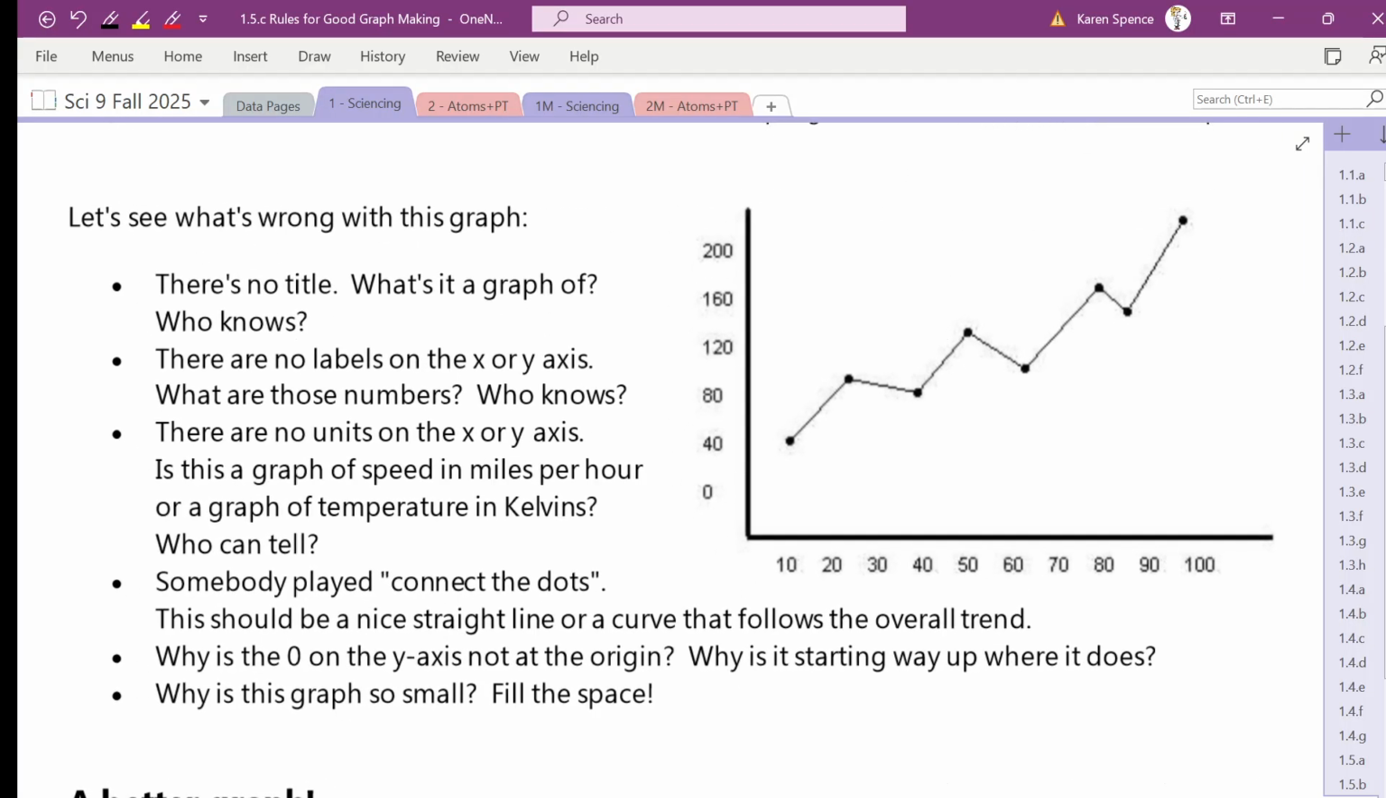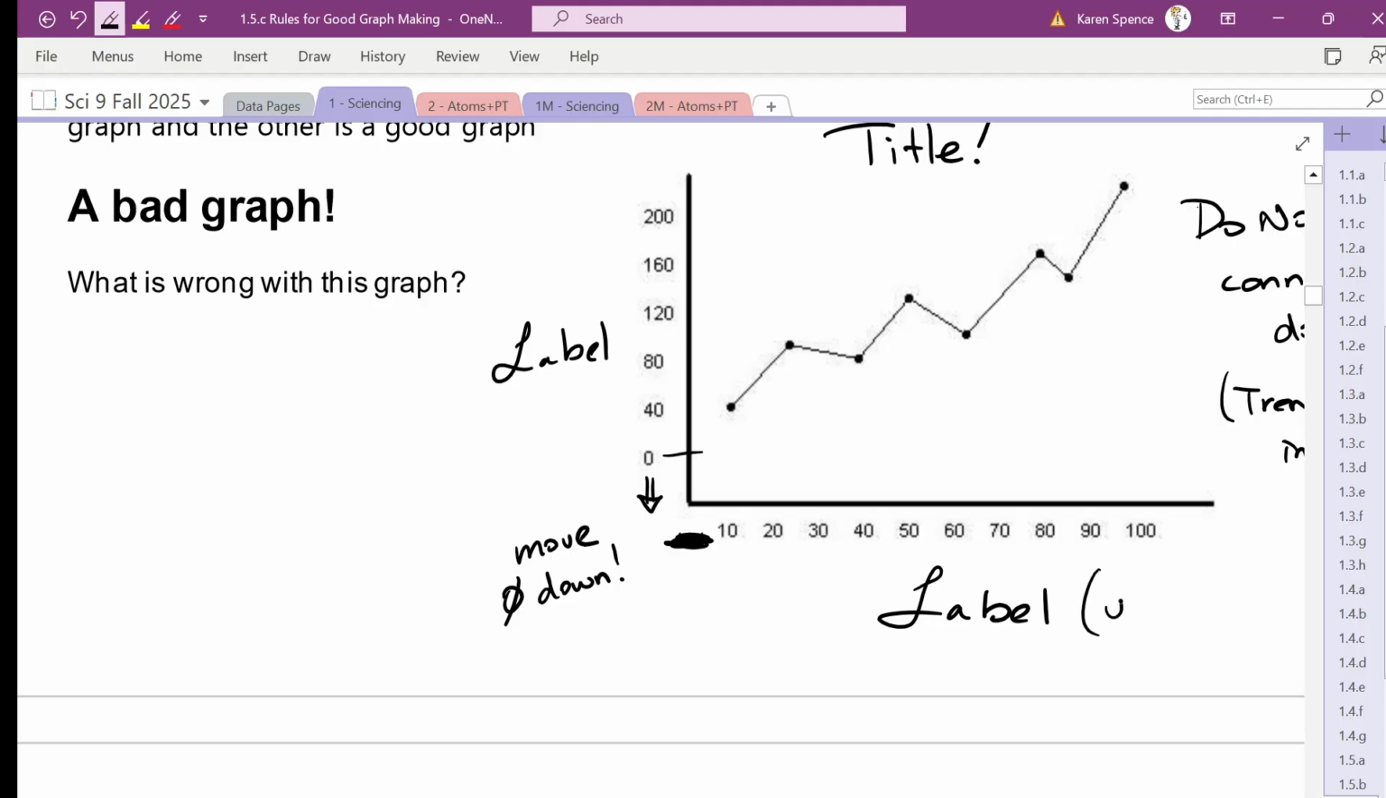What's wrong with it? There's no title. What is it a graph of? Who knows? There are no labels. There are no units on the axes. So in addition to the label, you would want the unit.